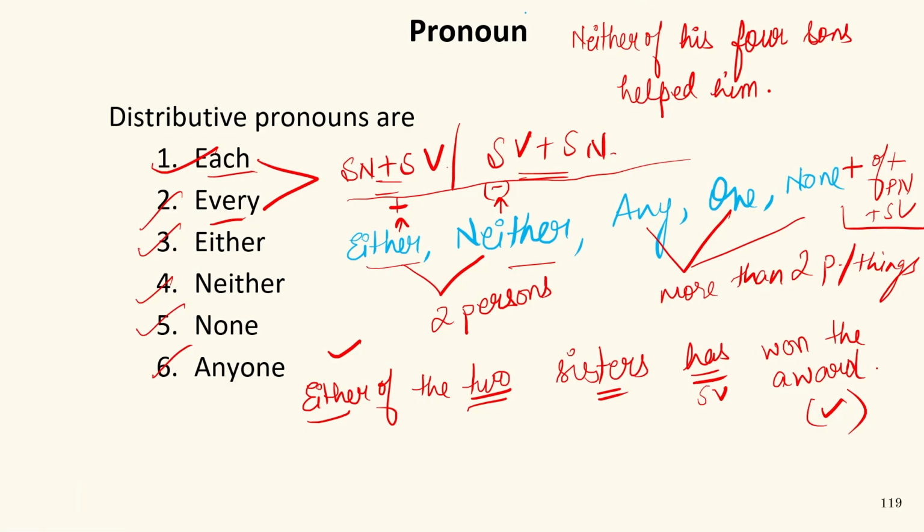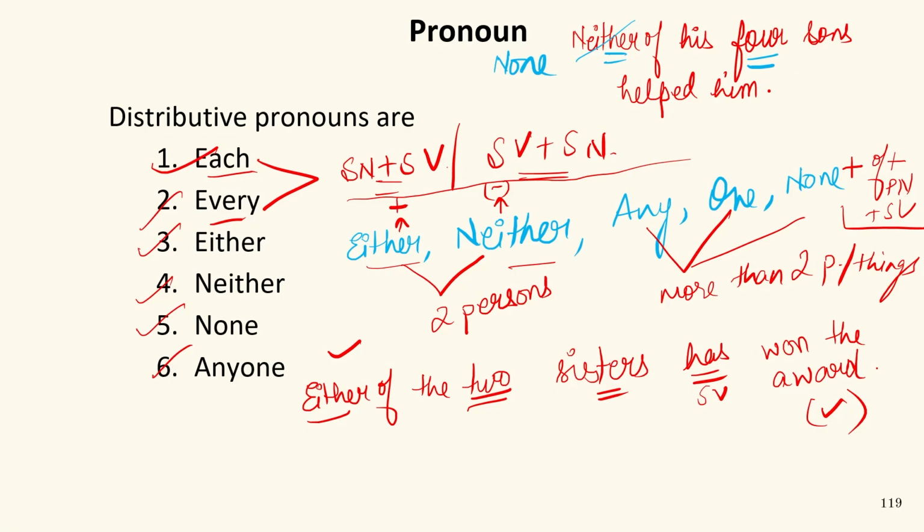No, the given sentence is incorrect because here we are talking about 4 sons. And we are using the word neither, whereas neither is used only with 2 sons. Now, we need not replace this word 4 because he has 4 sons, that is described. But we can replace this word neither with none. So the correct sentence will be: none of his 4 sons helped him.